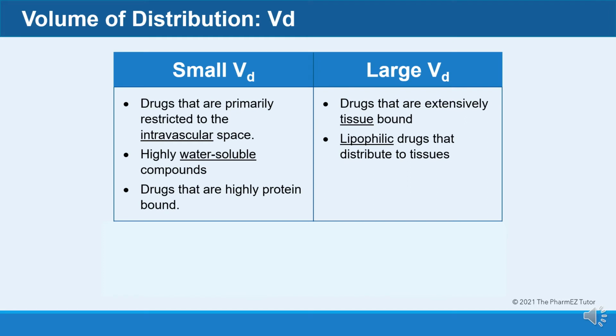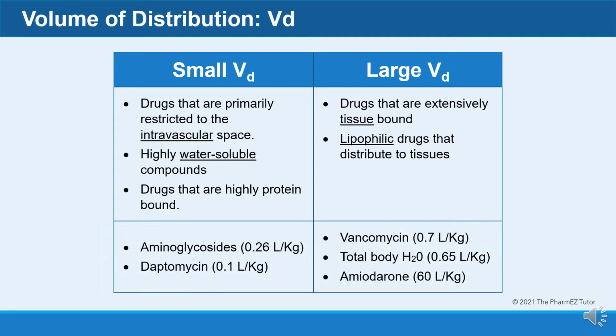There are differences in the characteristics of drugs depending on the size of their volumes of distribution. Drugs with small VDs are those that are primarily restricted to the intravascular space, are highly water-soluble compounds, and those that are highly protein-bound, whereas those drugs that have large volumes of distribution are drugs that are extensively tissue-bound and are lipophilic drugs that distribute to tissues.